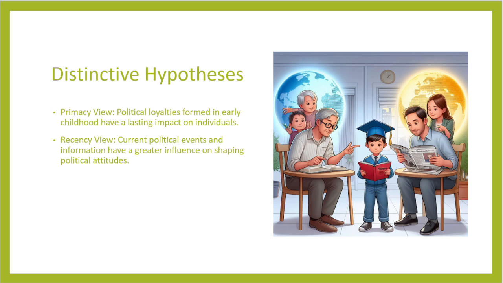On the other hand, the recency view posits that current political events and information have greater influence on shaping political attitudes. For example, someone who has been following a political campaign closely and is swayed by the candidate's speech and policy may change political views based on the recent events and information, regardless of their earlier political loyalties or upbringing. These two views represent different perspectives on the formation of political attitudes and loyalties, with the primacy view emphasizing early experience and the recency view highlighting the impact of current events and information.